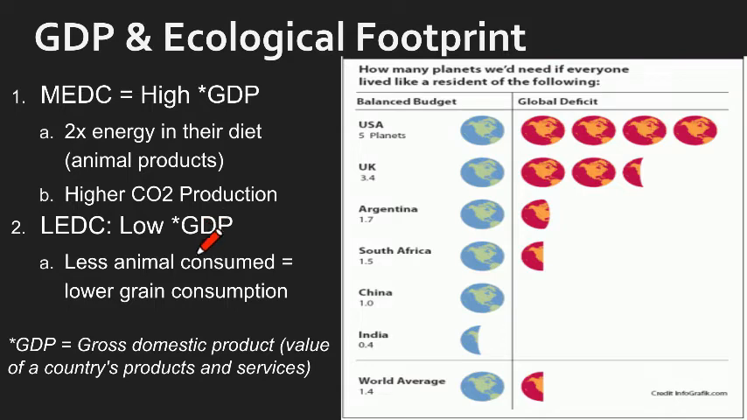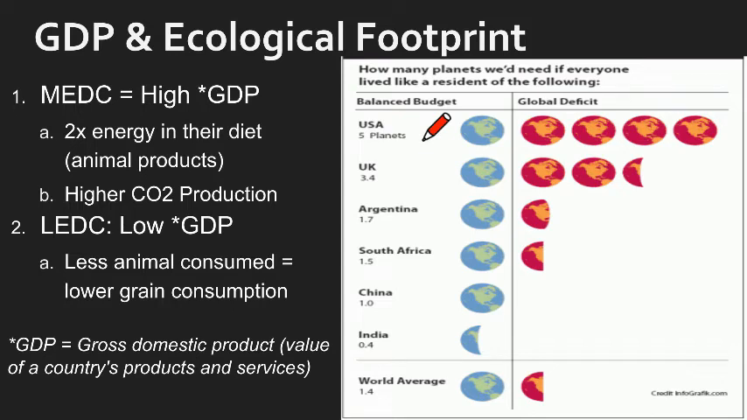LEDC countries tend to have a lower GDP, less animals consumed equals a lower grain consumption also, because we're not needing to feed those animals so much grain. So total resources are much, much less here.